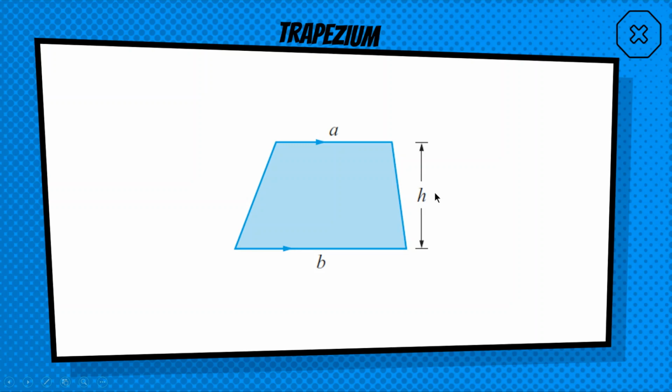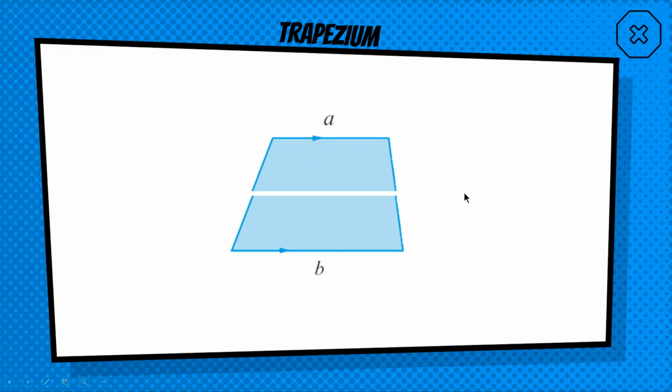Okay, this one's a little tricky. What we're going to do is slice this trapezium in half, like this. And now I'm going to take this top half, flip it upside down and put it down here to make this.